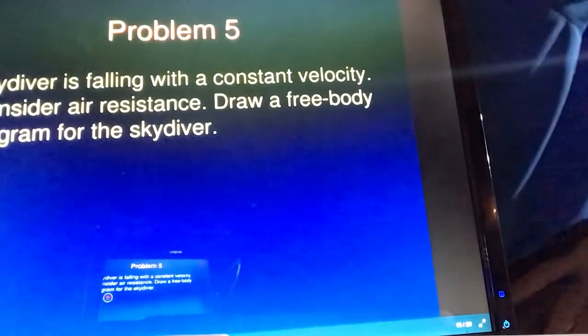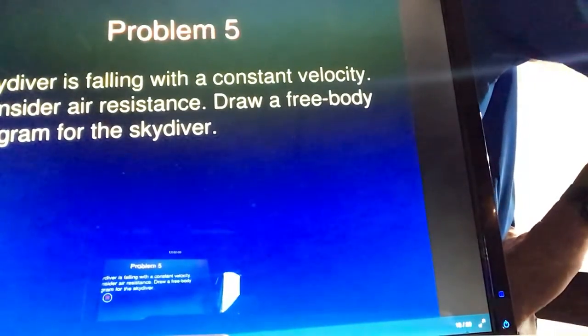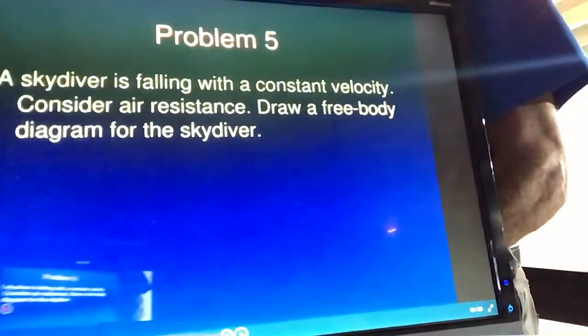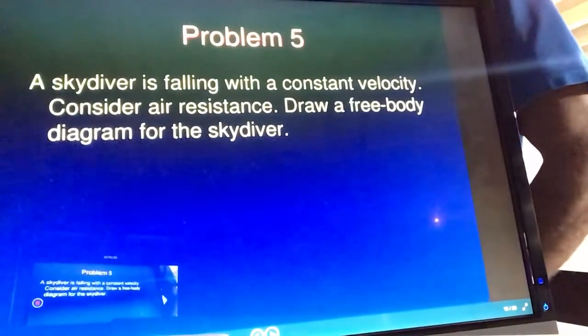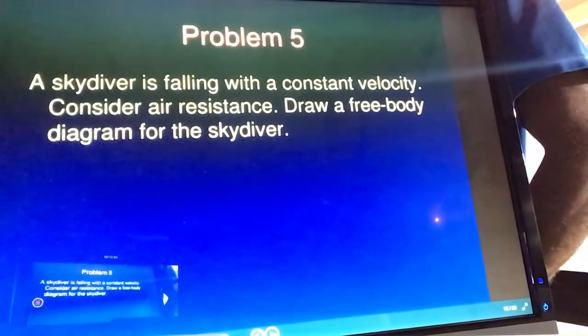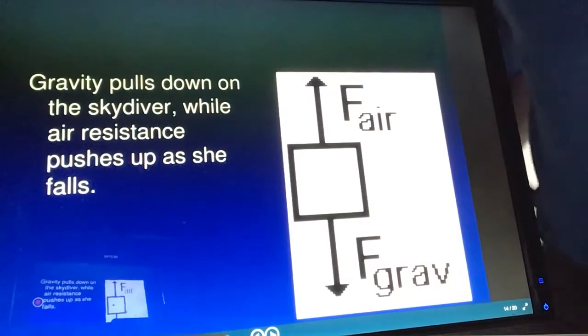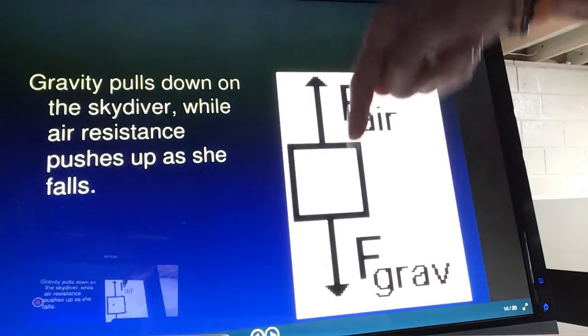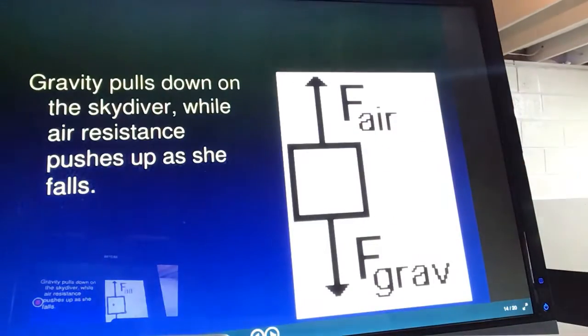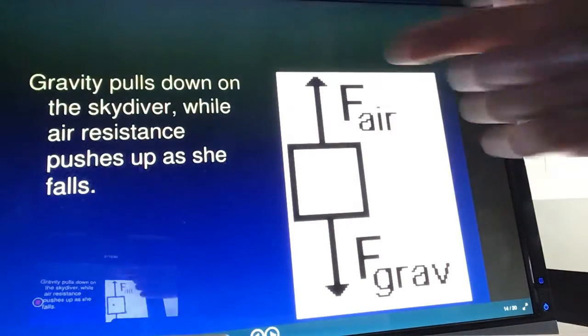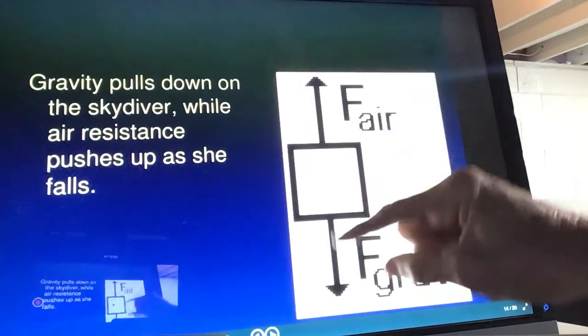A skydiver is falling with constant velocity. Consider air resistance. Think about that one. What would that one look like? Draw a free body diagram for the skydiver. That's what it would look like. You're always going to have gravity pulling down. It says include air resistance. F air is pushing up against the skydiver at a constant velocity.